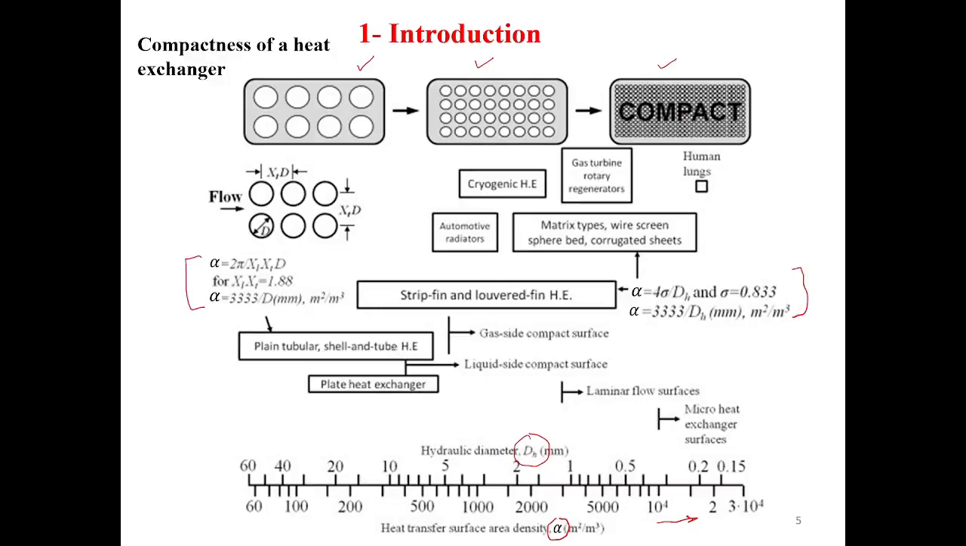heat exchangers are not classified as compact, but as you can see here, the gas turbine rotary regenerator, for example, is a compact heat exchanger, because its alpha, which is the ratio of the heat transfer area divided by the volume, is greater than 700.